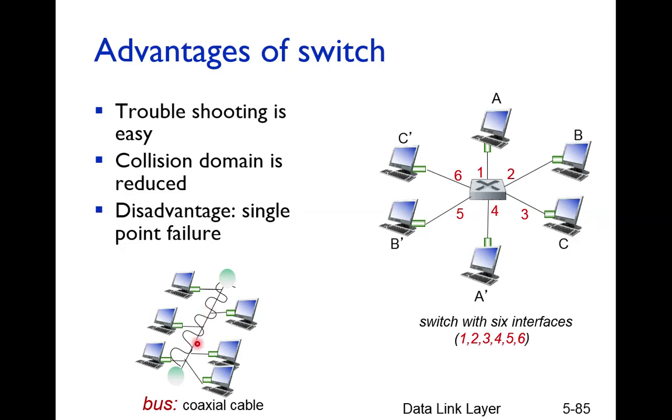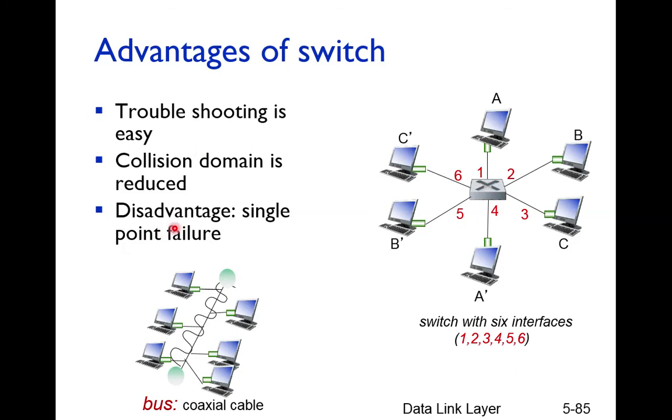Normally the link is underground, but here it is much easier. If this link cannot talk, then only we can examine this link. Other nodes we don't have to examine. The collision domain is reduced. Here, if this node is transmitting data, then no other node can transmit at the same time. But here, A can talk to A dash, B can talk to B dash, C can talk to C dash at the same time. So the collision domain is reduced.